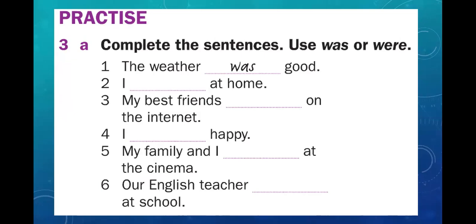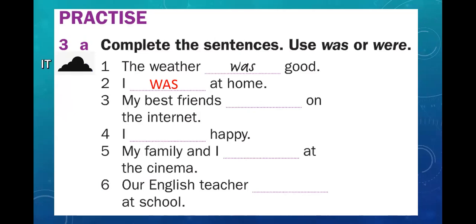Okay, in number one, the weather was good. That's the example. Why did we put was? Okay, remember that the weather in this case is a thing. So technically, it could be represented with it. So that's why we say it was good. And then to be more specific, the weather was good. In number two, I. Well, we know that I always uses the form was. So I was at home.